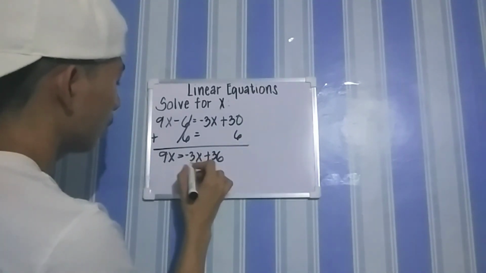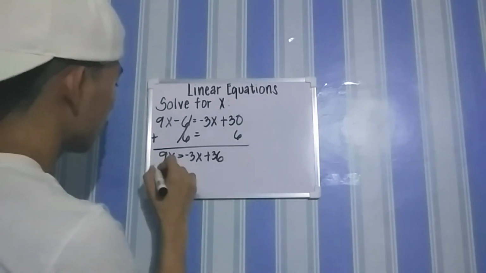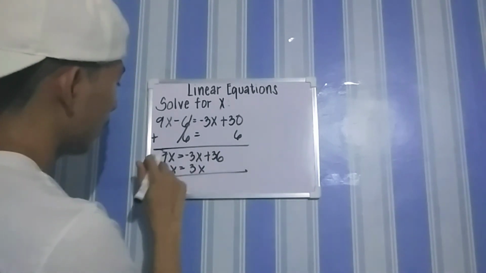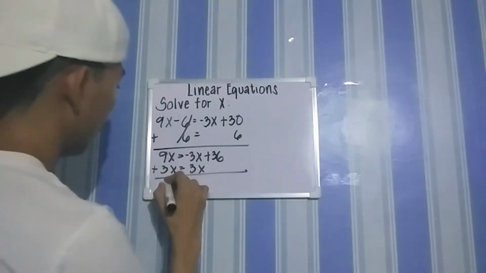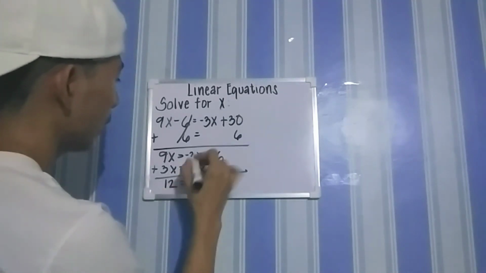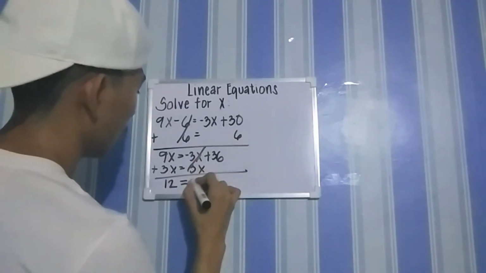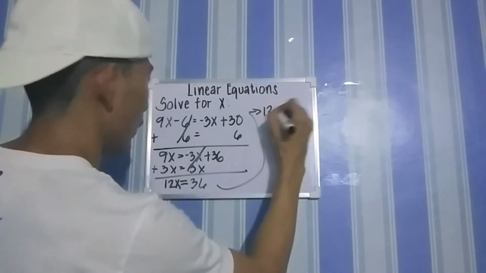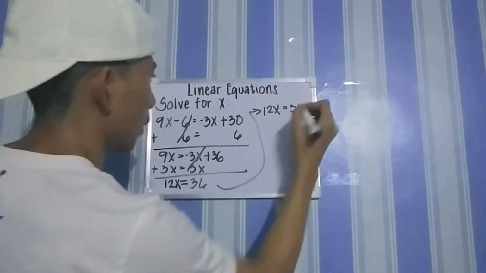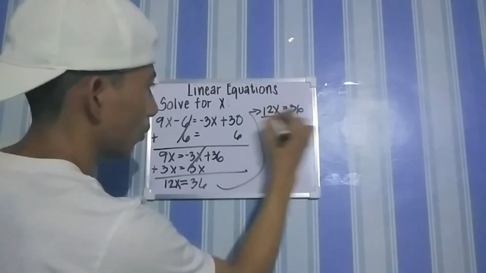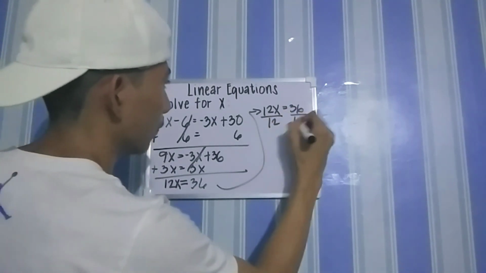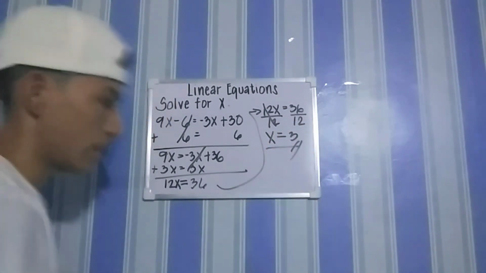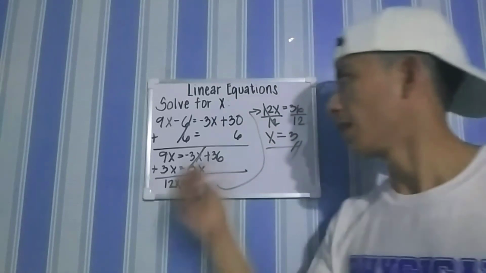And to get rid of negative 3x on our right side of our equation, we're going to add both sides by 3x. 9x plus 3x is equal to 12x equals to negative 3x plus 3x, that is 0. Okay, 12x. 12x is equal to 36. To get rid of the coefficient 12, we're going to divide both sides by 12. So the value of our x is equal to 3. So that's the answer of our x, our last problem.